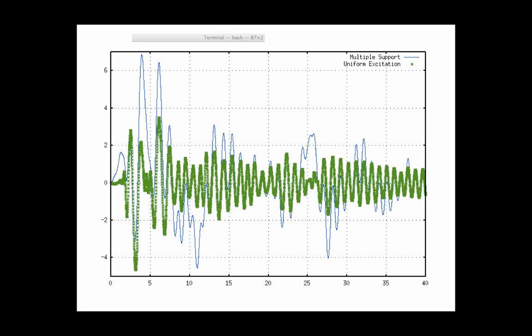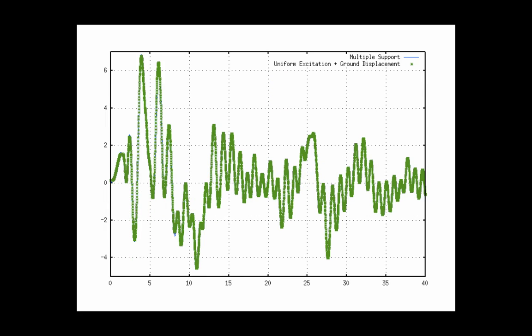And here are the results when I compare the two. Vesna was talking about why the difference exists. Which one of my Stanford students wants to tell me? Reagan was the guy. Reagan, you have to tell me why these are different. Right, exactly. The multi-support is the absolute displacement. The uniform excitation is relative. If you then come back in and add in the ground displacement to the uniform excitation, the two will be on top of each other.